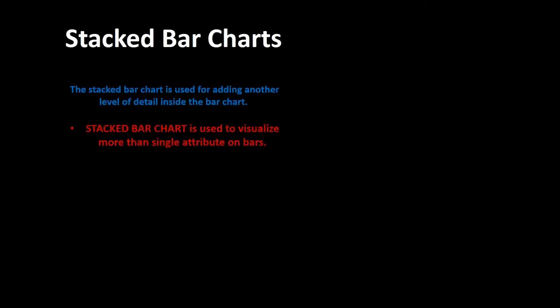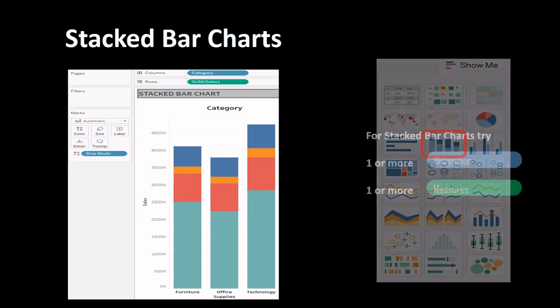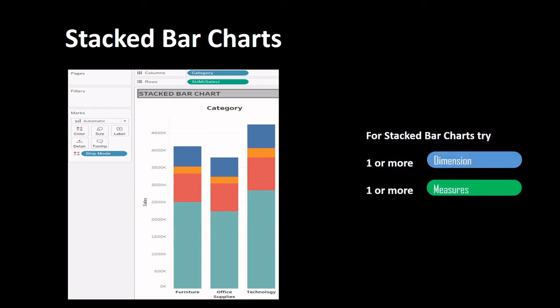Next, we have stacked bar chart. It is used for adding another level of detail inside the bar chart. It visualizes more than a single attribute on bars with different colors. Here you can see category bars are visualized with a stack of ship mode within them. For creating this type of stacked bar chart, one or more dimensions and one or more measures are used.